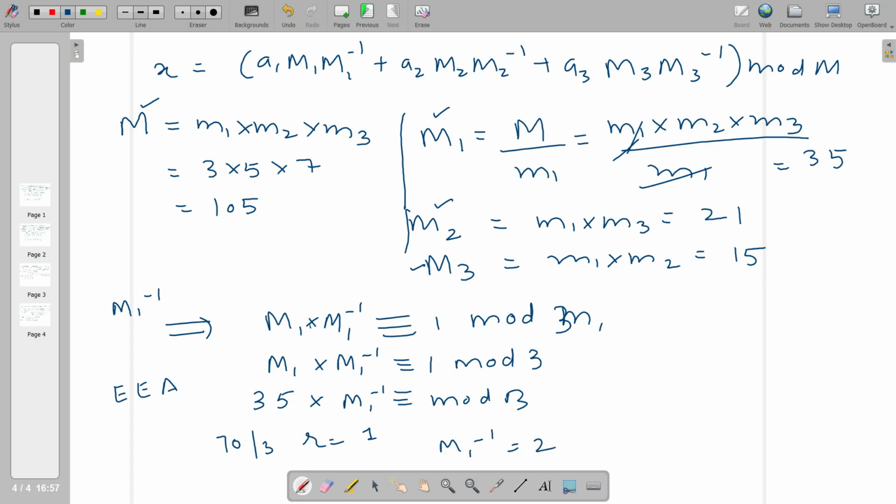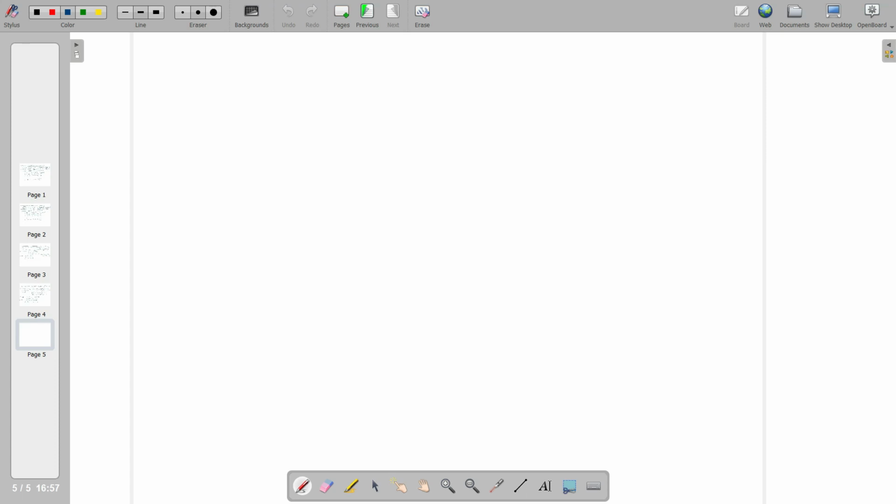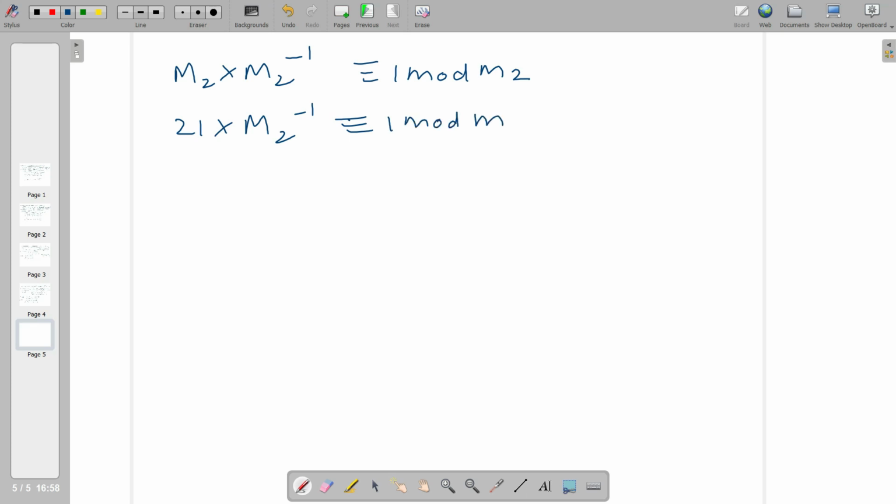In the same manner, we can calculate capital M2 inverse and capital M3 inverse. So M2 into M2 inverse is going to be 1 mod m2. So M2 is 21, and 21 into M2 inverse is congruent to 1 mod m2. Either you can calculate it using the extended Euclidean algorithm, which you all know how to calculate, or we can use the hit and trial method, and this m2 is 5. So 1 mod 5 works for M2 inverse. M2 inverse will be 1. And similarly, we can calculate M3 inverse.